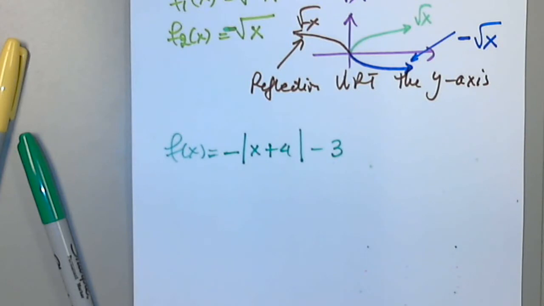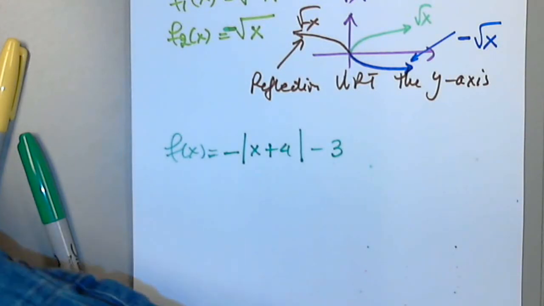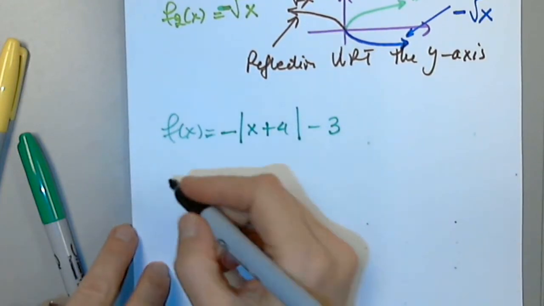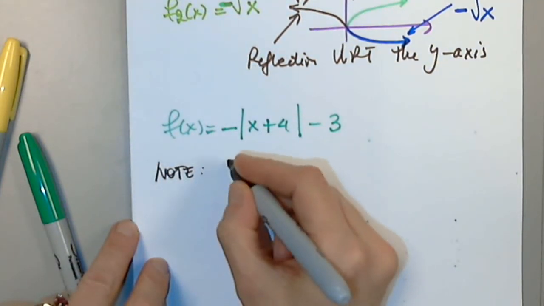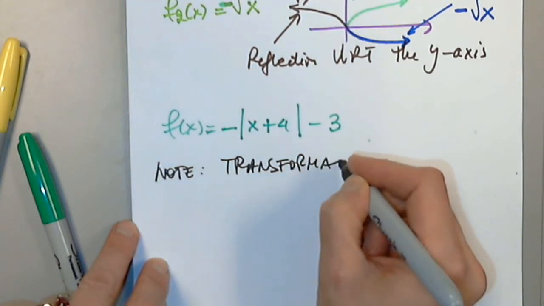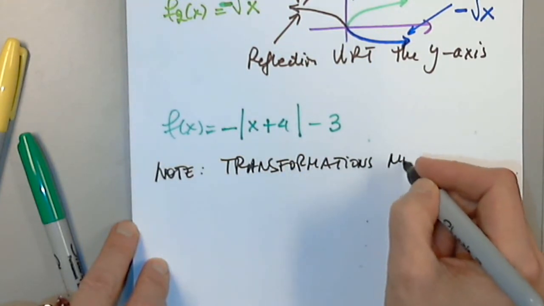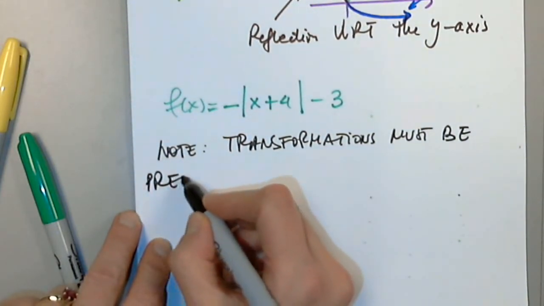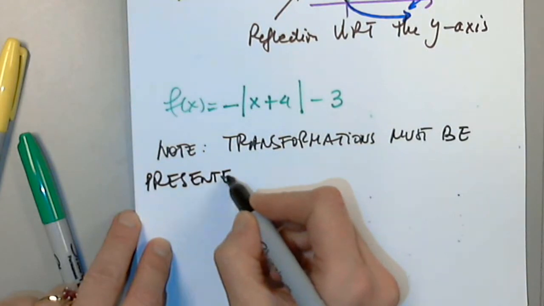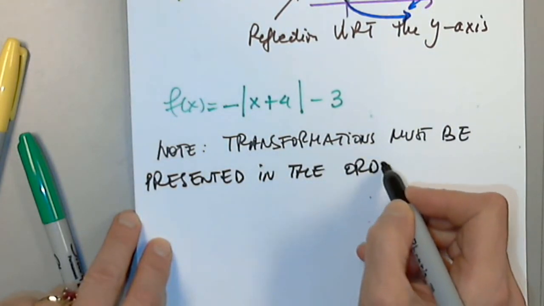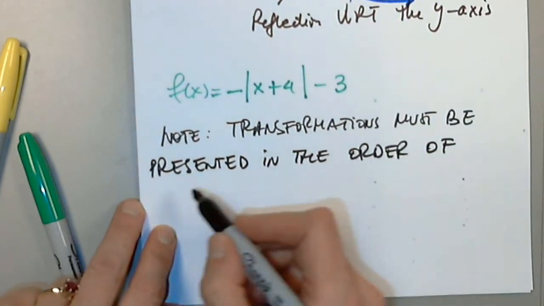The question is asking us to list the transformations and graph them. Note, transformations must be presented in the order of operations.